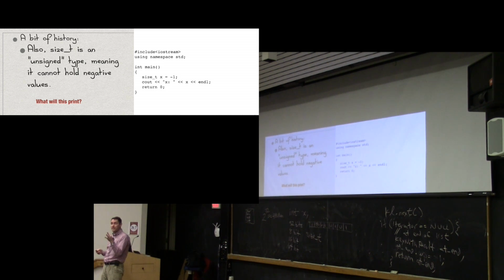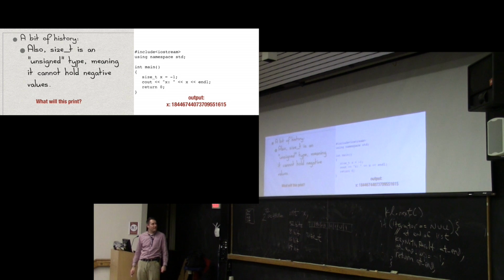Either print positive one or loop back. It's not going to print positive one, but it will print the following: 18,446,744,073,709,551,615, which happens to be 2 raised to the 64 minus 1.